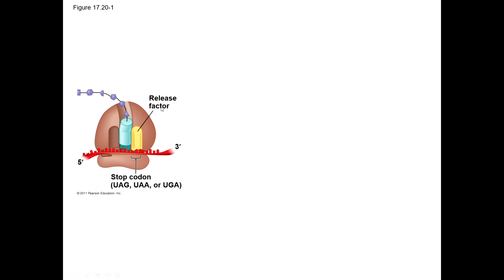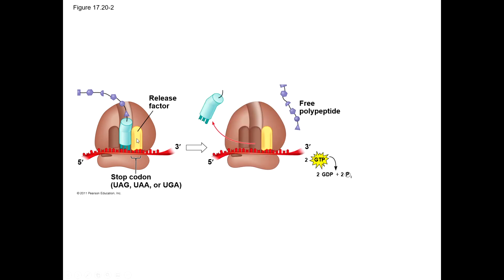So once again, in the termination, we have a stop codon right here. It's either going to be UAG, UAA, or UGA. And the release factor then will be brought up and attached, and it just blocks that site. And since it's blocked, everything's going to be released. And now we have our free polypeptide chain.